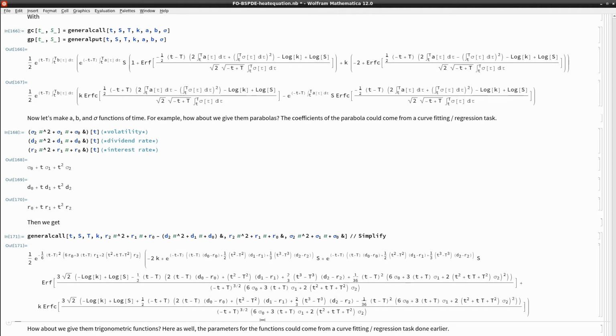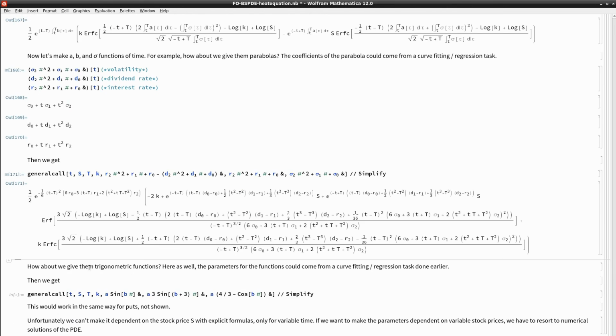So these factors that we have from our fitting polynomials now come directly into our pricing formula. And just for kicks, I am using trigonometric functions in the next example. Here as well, the parameters for the functions could come from a curve fitting or a regression, and we can now create a call function with these parameters that we get from a curve fitting or a regression. It's the same in principle, right? There's no rhyme or reason.